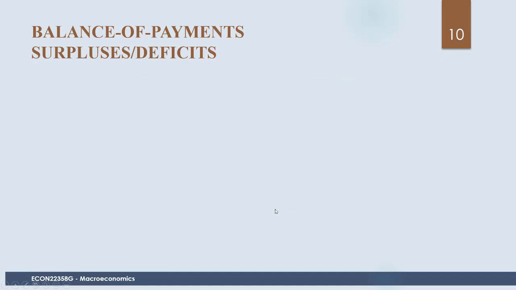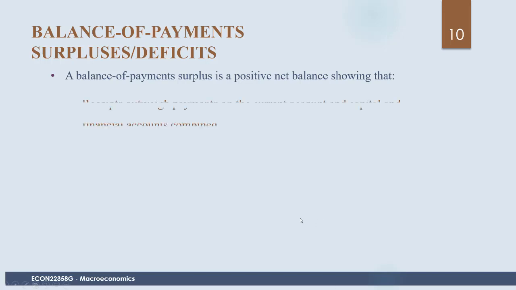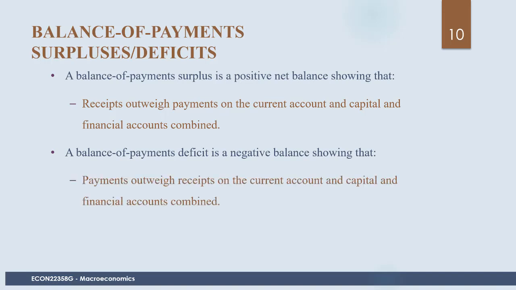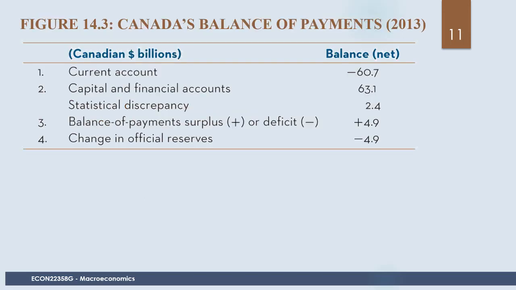So balance of payments, surpluses, and deficits. A balance of payments surplus is a positive net balance showing that receipts outweigh payments on the current account and capital and financial accounts combined. A balance of payments deficit is a negative balance showing that payments outweigh receipts on the current account and capital and financial accounts combined. So for 2013, we have that the current account is negative 60.7. The capital and financial account was 63.1.